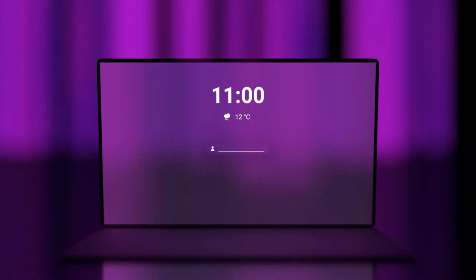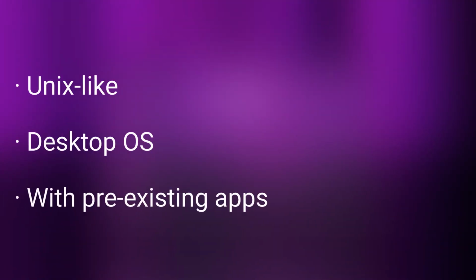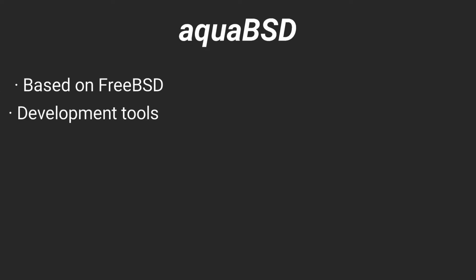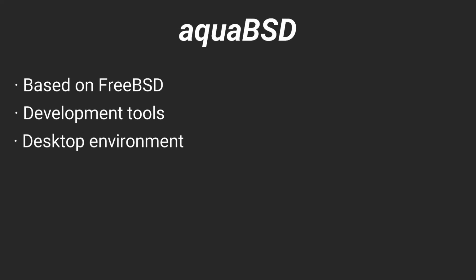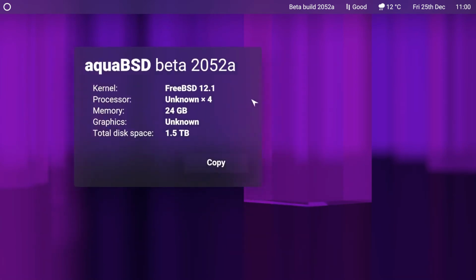As easy as it might be to set up the components you want from AQUA on any system, it's always useful to have a fully fledged, Unix-like desktop operating system which can run pre-existing applications with everything you might need pre-installed. This full desktop OS is AQUA-BSD, a general user-oriented OS based on FreeBSD, which includes AQUA's development tools, desktop environment, virtual machine, and basic applications. For now it's in a super early state, but I'll gradually be releasing components for FreeBSD during the course of next year, before releasing it all as a single package.